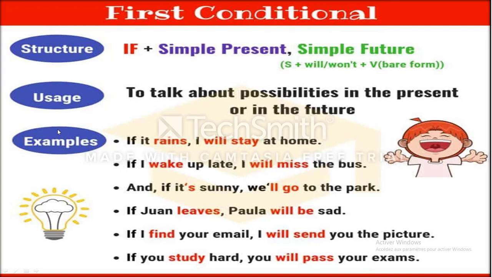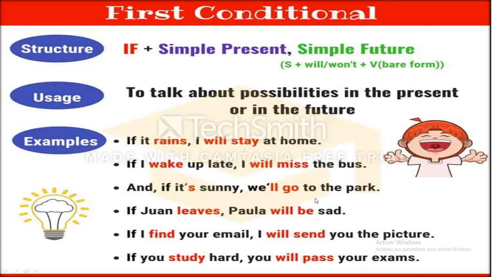Okay, so let's look at examples here. If it rains, I will stay at home. If I wake up late, I will miss the bus. So tomorrow, if I wake up late, I will miss the bus. It could be possible, maybe it could be true, maybe it could be false. And if it is sunny, we will go to the park.